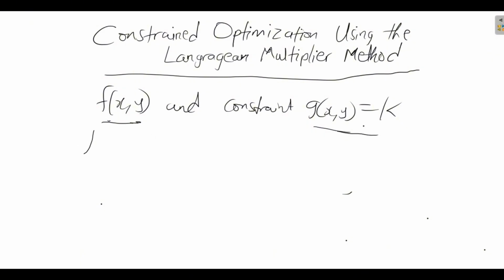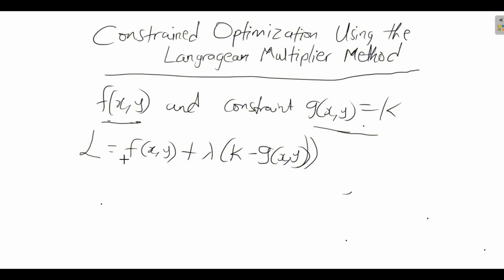Now, in forming the Lagrangian, which is represented by this symbol, what we do is write our objective function f of x, y plus some lambda times the bracket k minus g of x, y. Don't forget that this is the constraint, right? So this is how we form the Lagrangian equation. Then we use this to find the best solutions or the optimal solution to the functions.